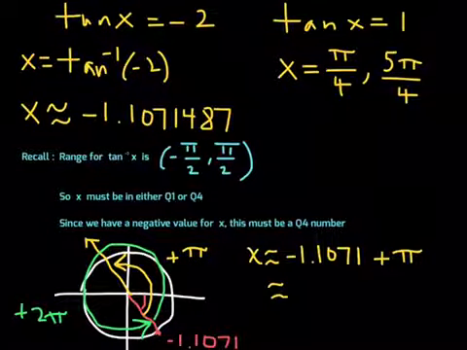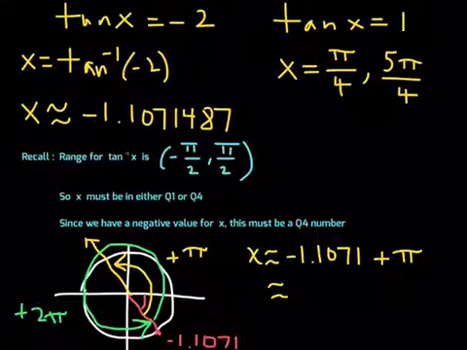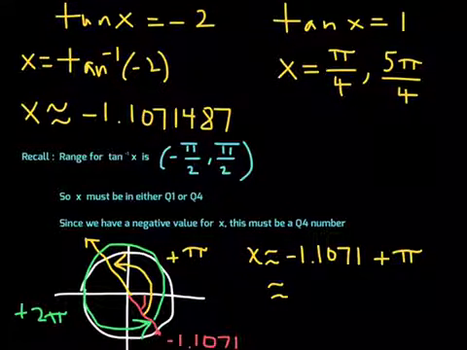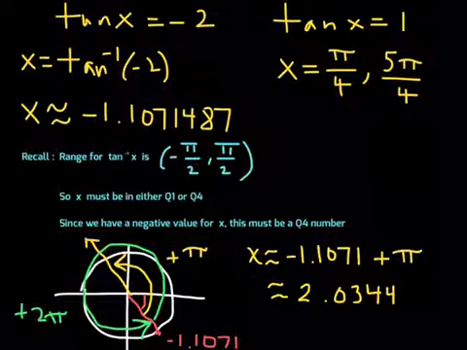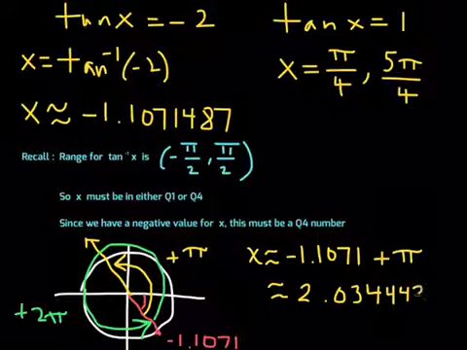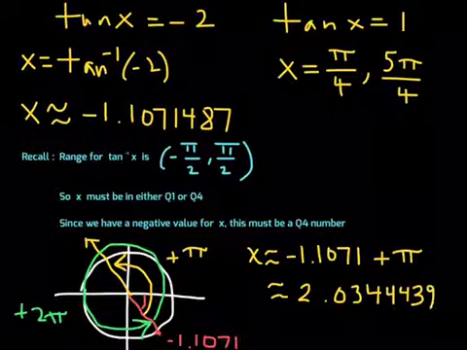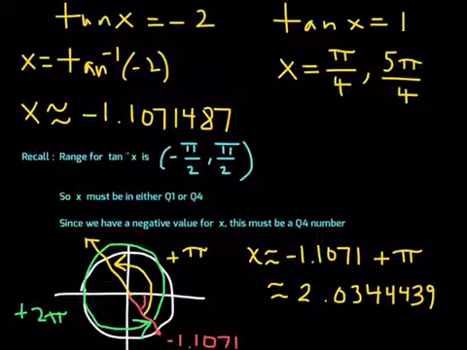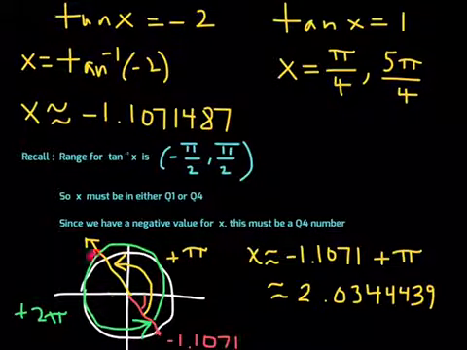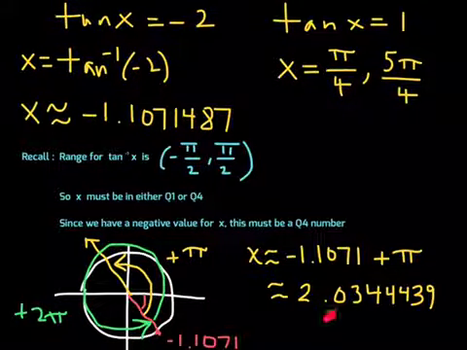All right, so let's write this down. When we add pi to negative 1.1071, then we get approximately 2.0344439. Okay, now remember our discussions about radian measure, and this is a radian measure, right? Make sure your calculator's in radian mode. We know that this is definitely larger than pi over 2, but less than pi. So we are definitely here in quadrant 2 somewhere. So there's one answer, all right, from quadrant 2.